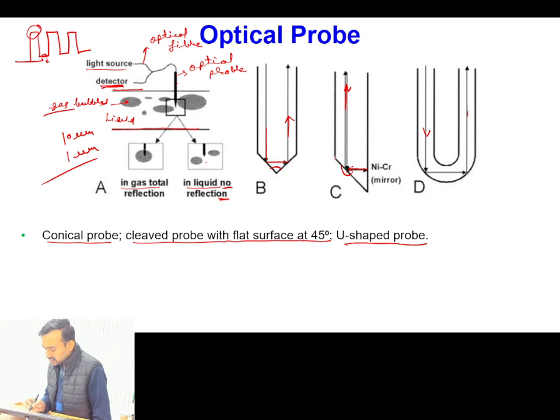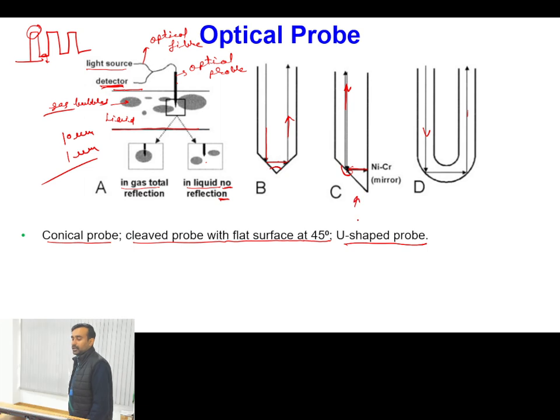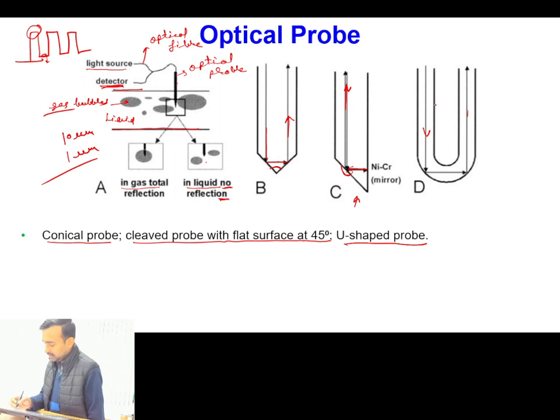And for this type of flat face, because we have to cut only a single angle, these cleaved probes are mostly in use. In the very initial days, when cutting of glass was also challenging, typically these U-type probes were in use.